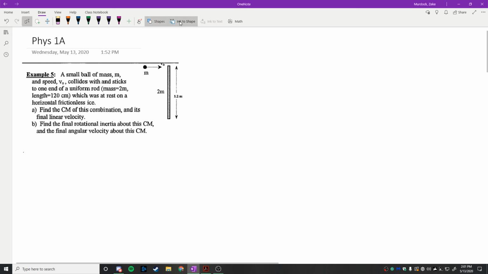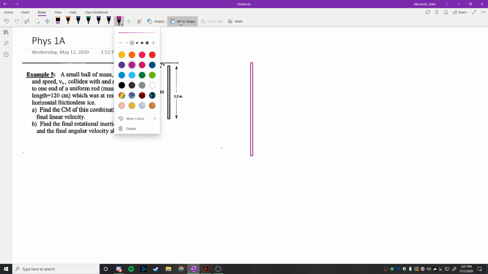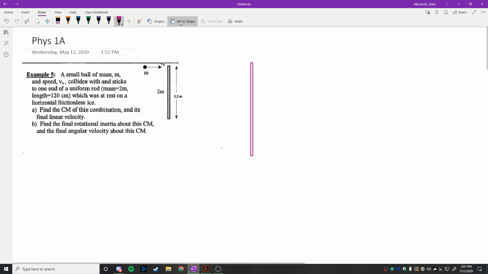So we take our rod, let's draw a rod. There's our rod, and there's a ball that's traveling near it, down here. Since this is the initial state, we'll just draw this as being the final state. So we've got our ball, it sticks to here. The mass of this object is 2m, and the mass of this one is m. And we know that the total length, let's call it L, is equal to 1.2 meters. So this is L, the full length of the rod.